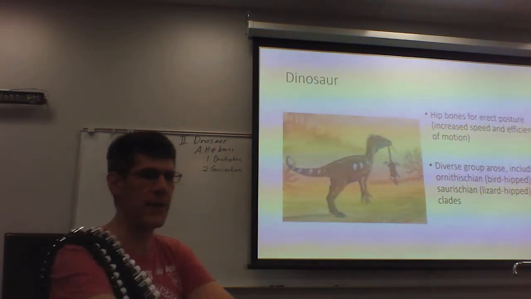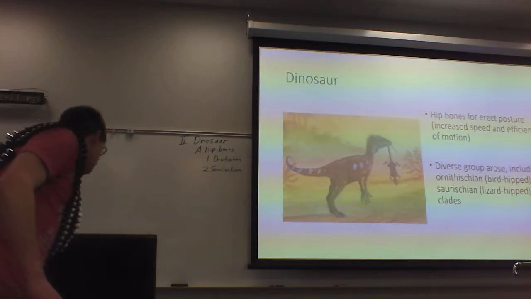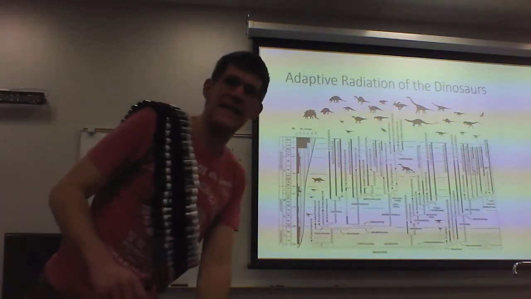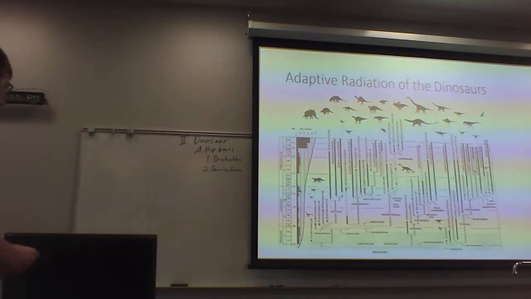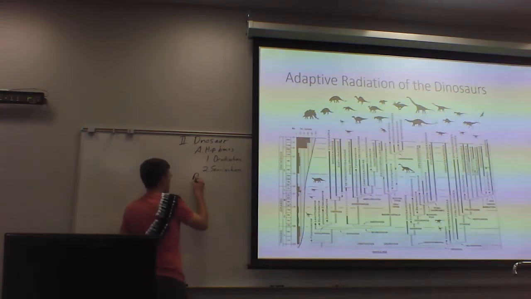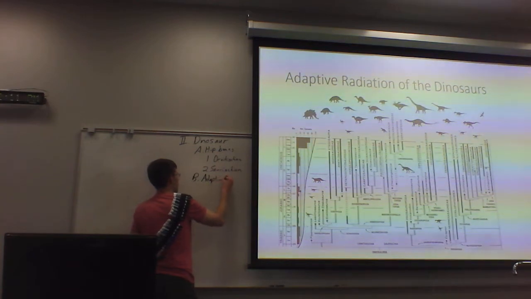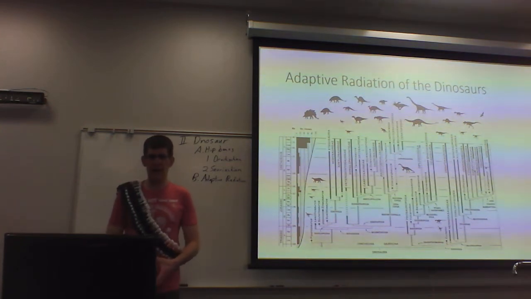And these powerful adaptations allowed for what we call an adaptive radiation. Do I want to write that one down? Yeah, I do. Adaptive radiation. An adaptive radiation is when there are a lot of niches open, so one successful group is going to occupy a lot of those niches.